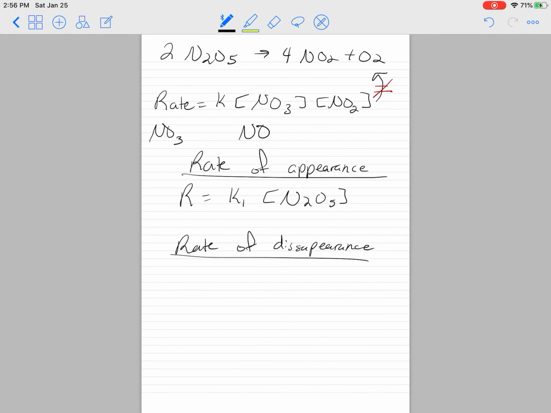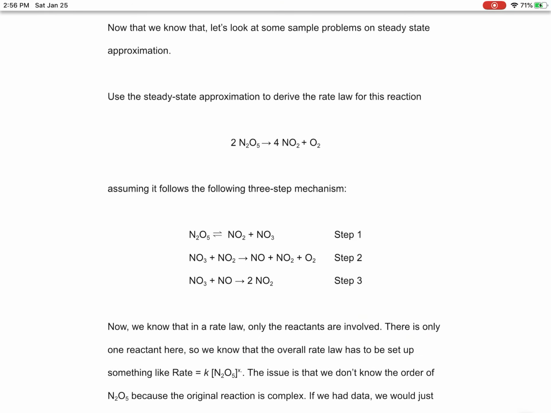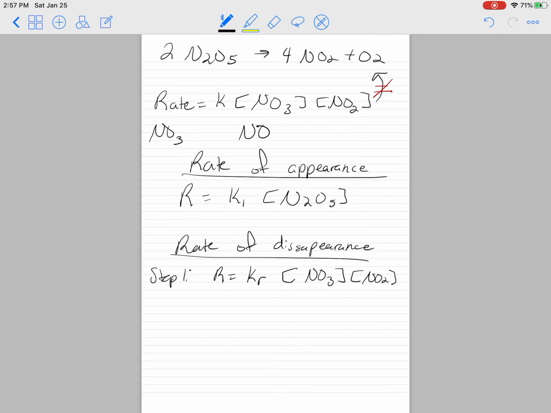Okay? So for this, I'm going to say the rate of disappearance for step 1 is going to be R is equal to KR. I'm going to use that for reverse, so that way we know we're not talking about the forward reaction in step 1. We're talking about the reverse reaction in step 1. And it's going to be times the concentration of NO3 times the concentration of the other reactant in the reverse reaction, NO2, and they're both to the first order.